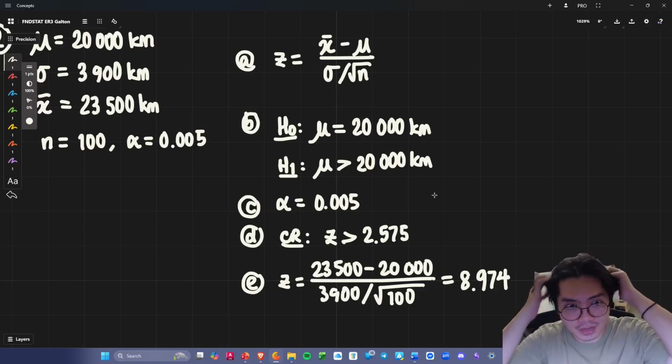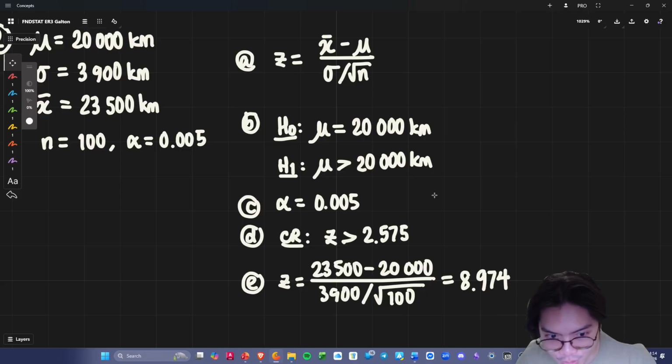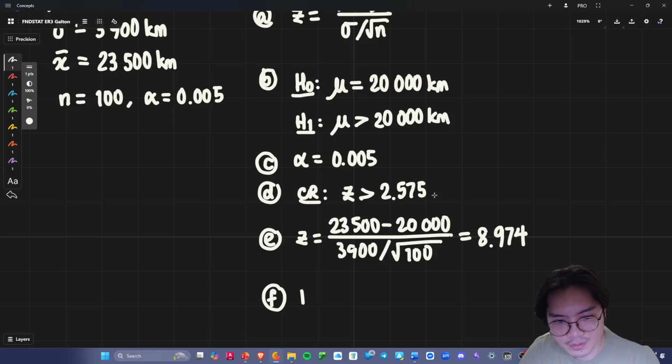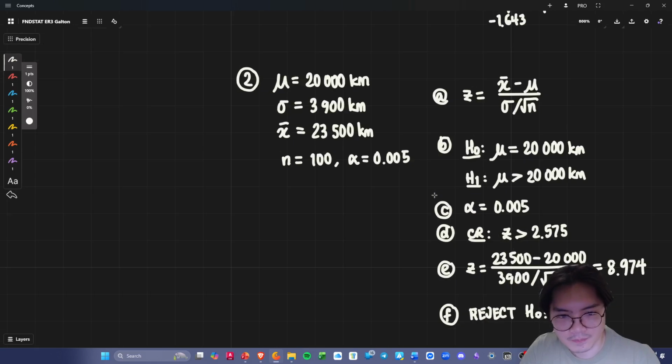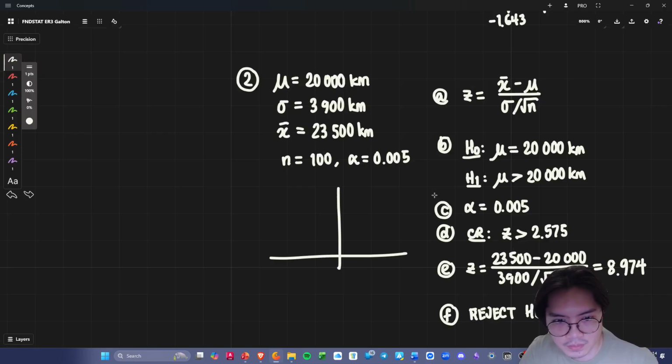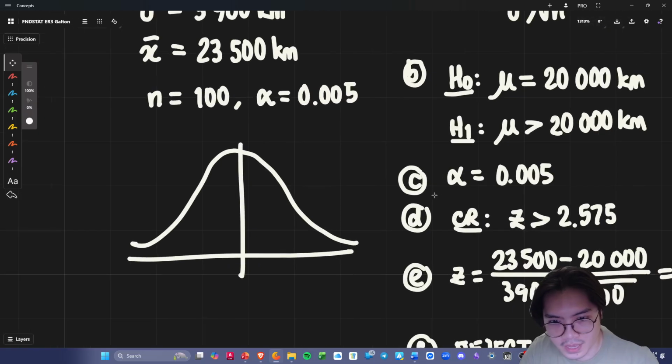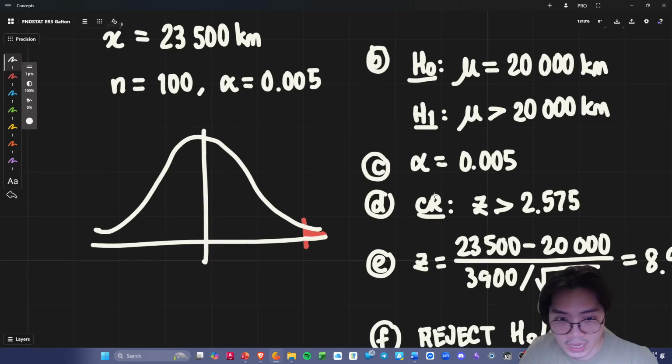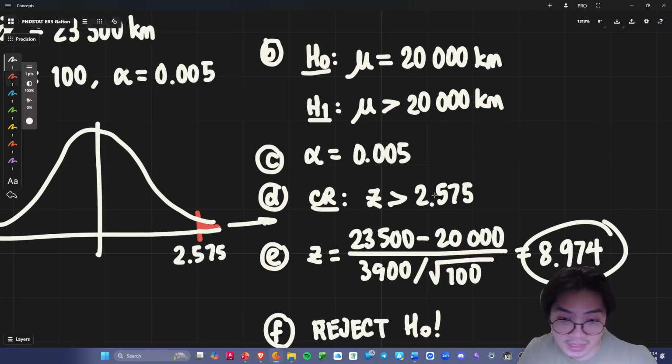What else can we do here? I guess we are really, really sure, therefore, that we can reject the null hypothesis. Congratulations. That is way, way far. Just so we can see a visualization of this, this is our bell curve. There is this very tiny region here corresponding to 2.575, and way, way over there is our 8.974. It's very much in the critical region.